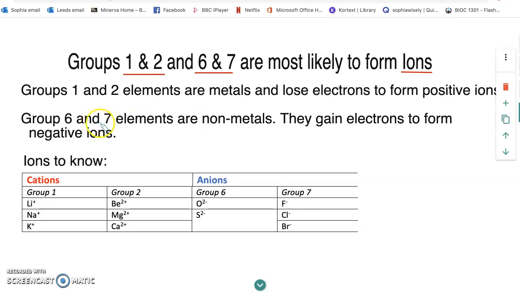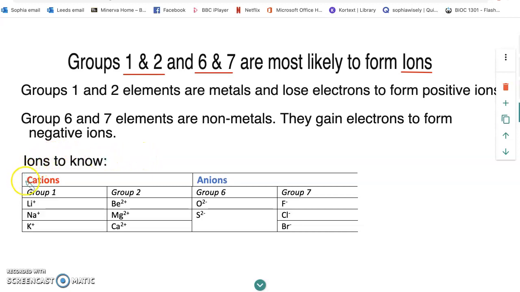So groups 6 and 7 elements are non-metals and they gain electrons to form negative ions. And groups 1 and 2 and 6 and 7 are most likely to form ions because they've got either 1 or 2 electrons out from a full outer shell. So I've just put in a table here which are handy ions to know. This is really good just to know and to be able to understand, especially in an exam situation, just to know them off the top of your head. It saves lots of time and it's just really beneficial, I think.